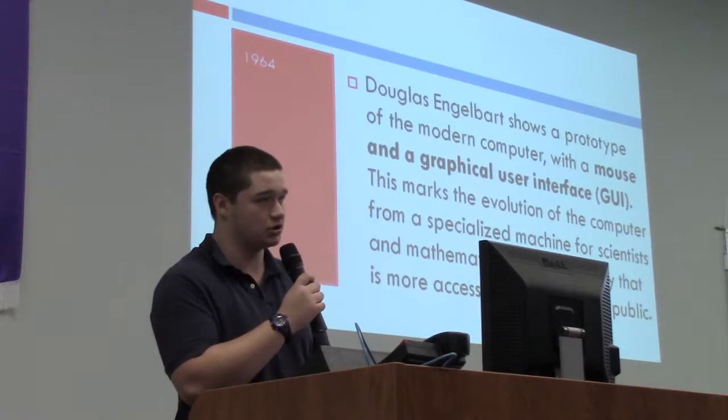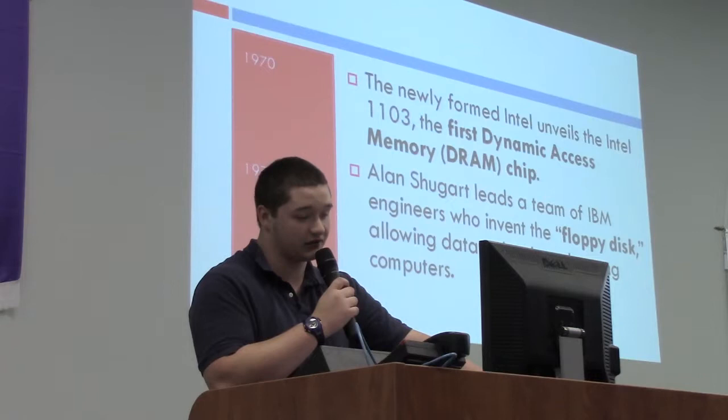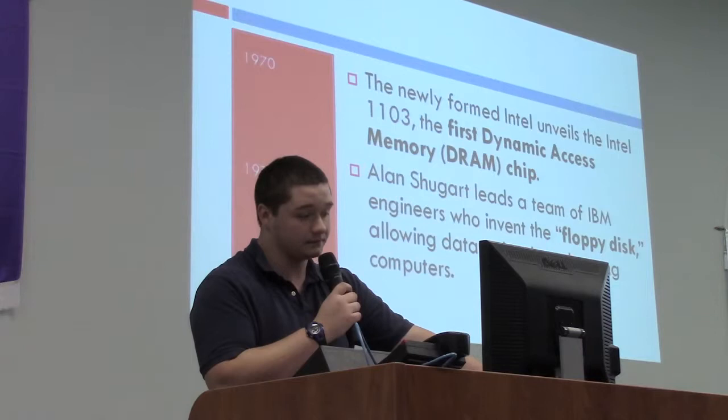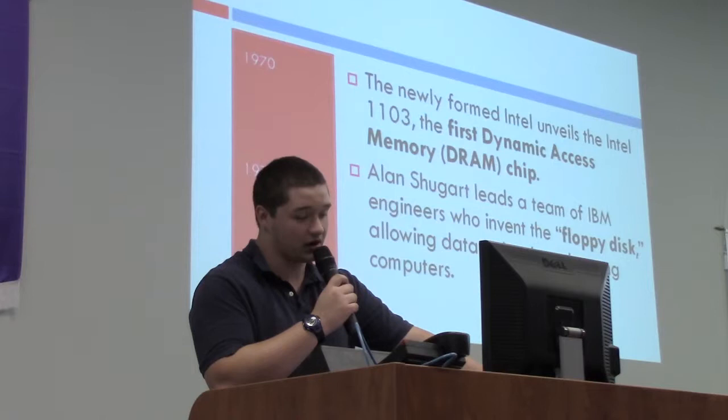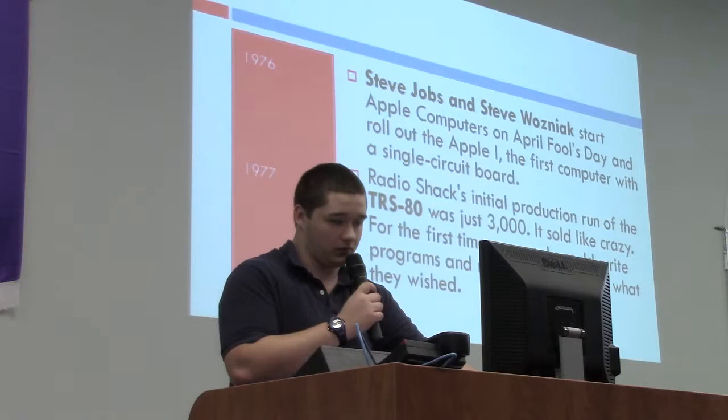In 1970, the newly founded Intel unveiled the Intel 1103, the first dynamic random access memory chip, known as the DRAM chip. In 1971, Alan Shugart led a team of IBM engineers who invented the floppy disk, which allowed data to be shared among computers. In 1976, Steve Jobs and Steve Wozniak started Apple Computer on April Fool's Day and rolled out the Apple I, the first computer with a single circuit board.